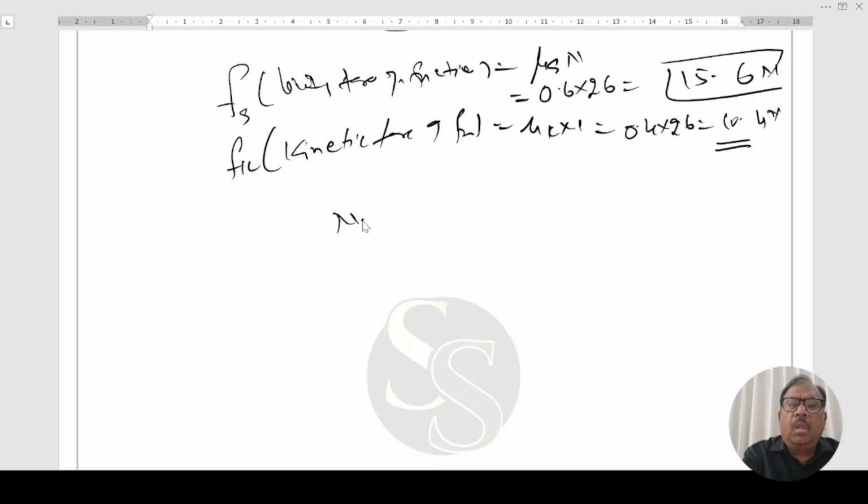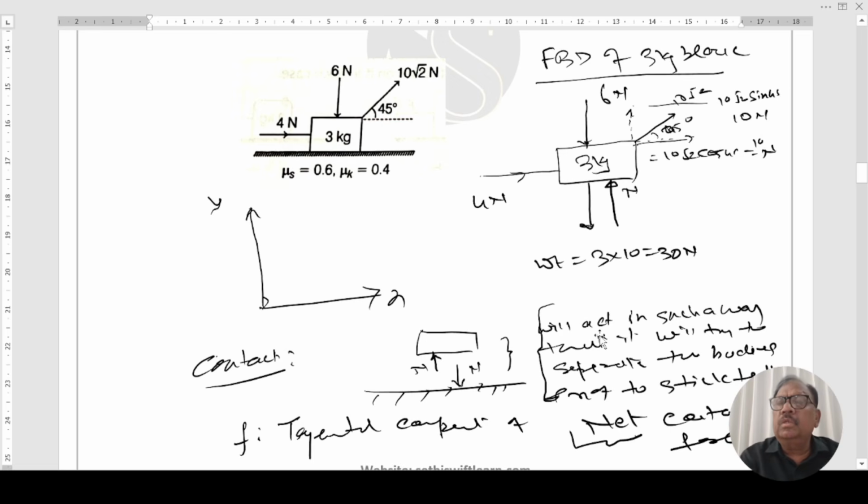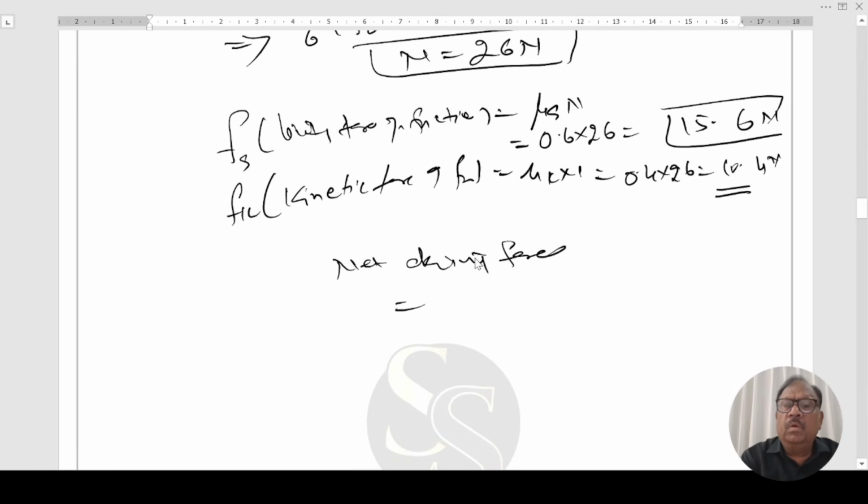Now the net driving force, that is the horizontal force. This and this are also acting in this direction. Net driving force is 4 plus 10, 14 Newton.